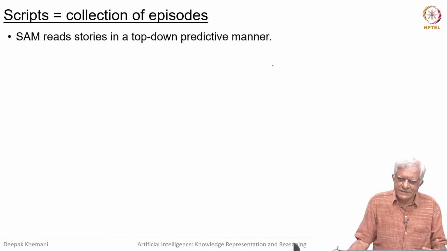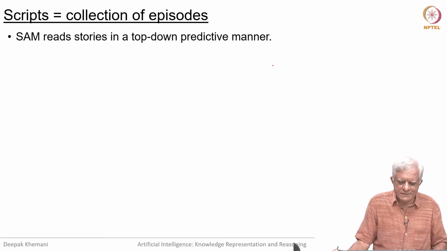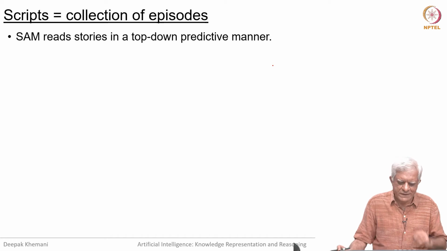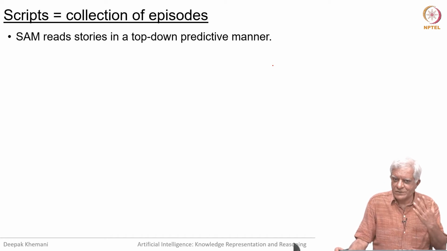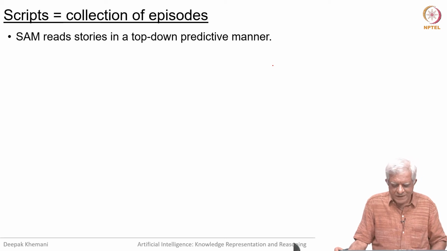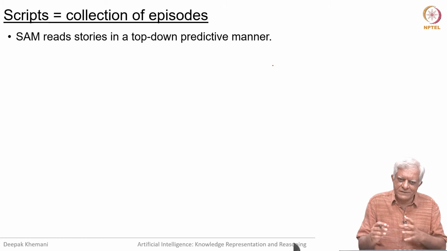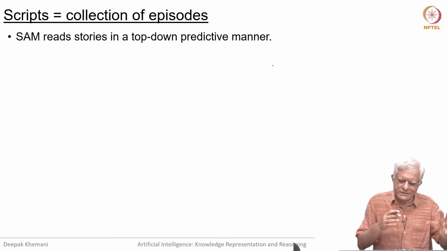SAM, the Script Applier Mechanism, the program that we are talking about, reads stories in a top down predictive manner. So, the moment it knows that this particular script is active, it knows what to expect. It is like when you go to see a football match, you already know what to expect essentially, right. I mean, you do not know who will score, but you know that people will try to score, that this is how teams operate, they pass to each other and that kind of stuff.